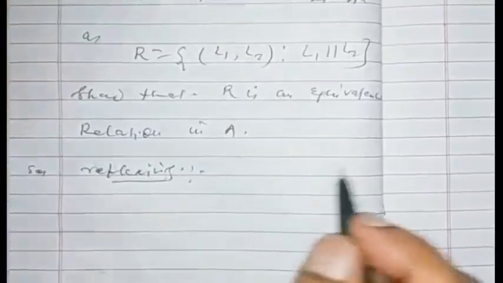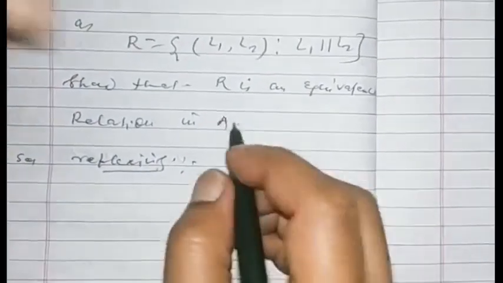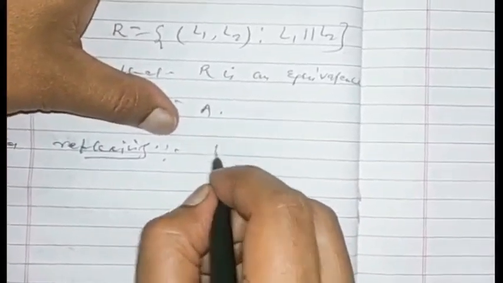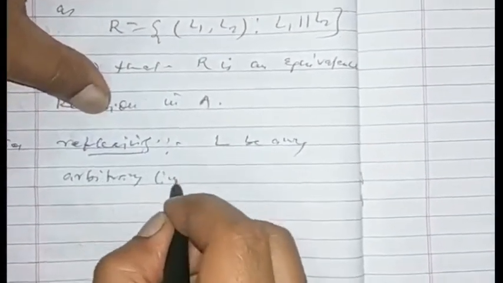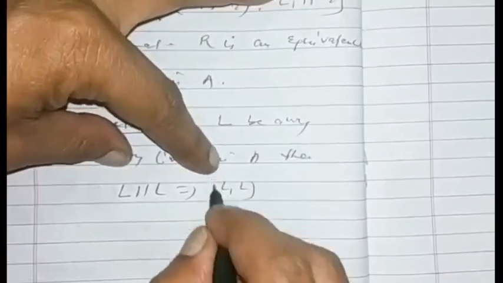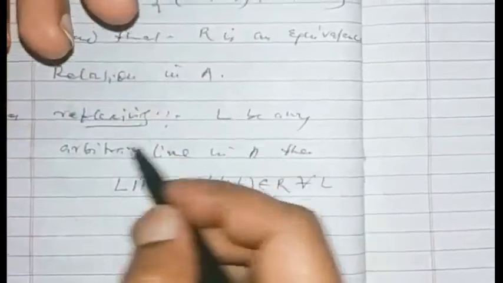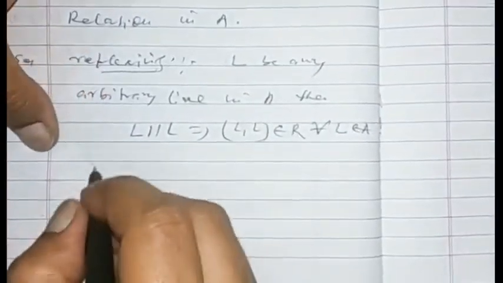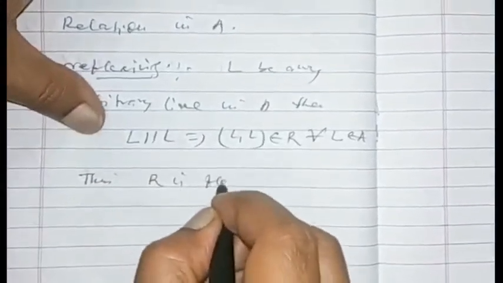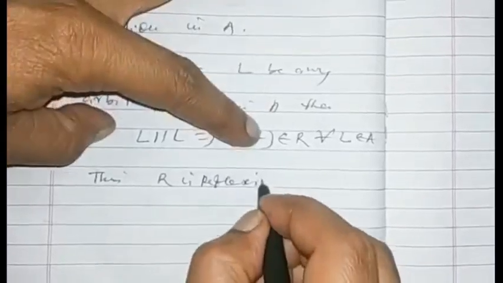Reflexivity. We know that any line is parallel to itself. Suppose L is any arbitrary line in A, then line L is parallel to itself, and this is true, and therefore the ordered pair (L, L) belongs to R for all L. Since this is true for an arbitrary line L, hence it is true for all straight lines in set A. Thus R is a reflexive relation.